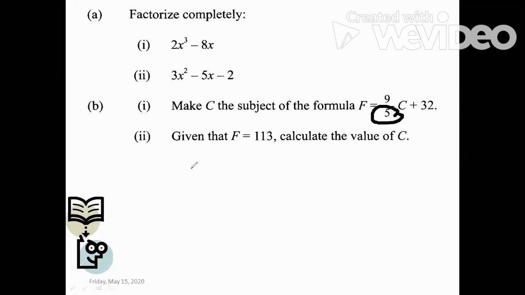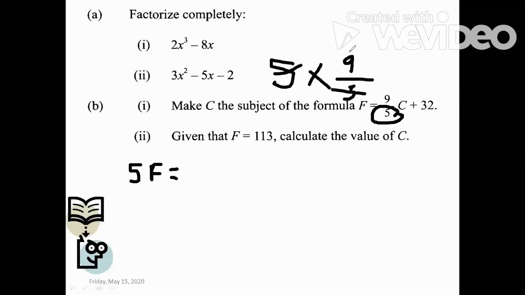Big problem. So to make life easy, what do you think we're going to do? Let's multiply the whole thing by 5. So 5 times f will give us 5f. 5 times 9 over 5, the 5s cancel, leaving 9c. And 5 times 32 is 180.